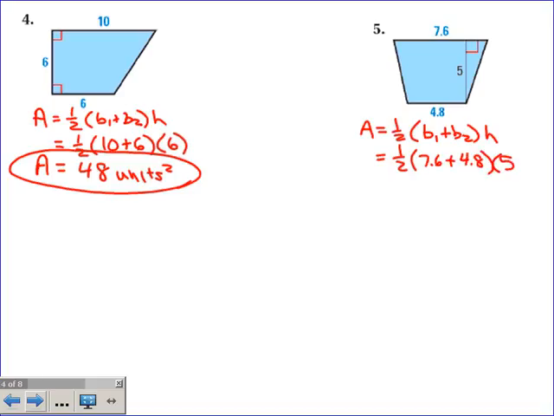I agree with that. 100%. This is going to be tougher. 7.6 plus 4.8. What do you think? 12.4. What's half of 12.4? 6.2. What's 6.2 times 5? Times 5 would be 31. You got it. 31, and we have to say square units, right?